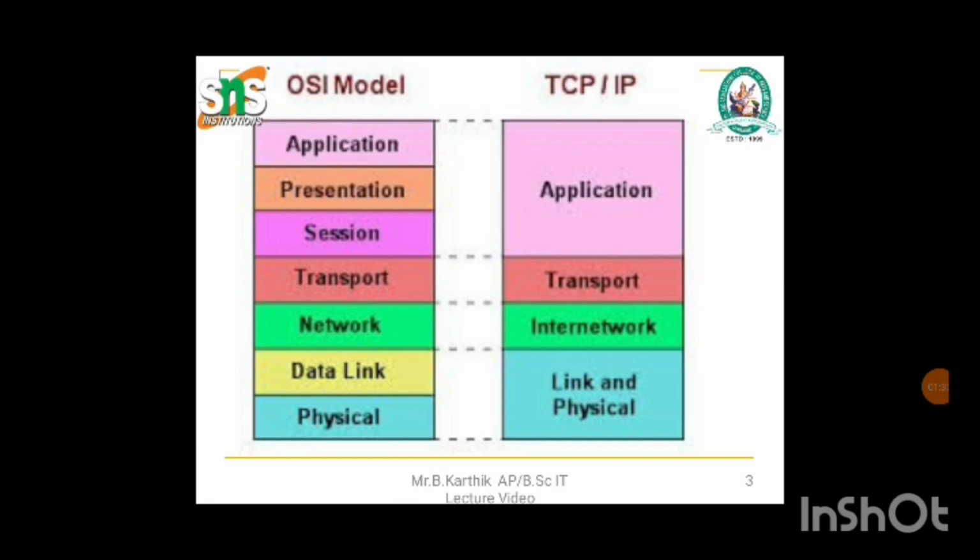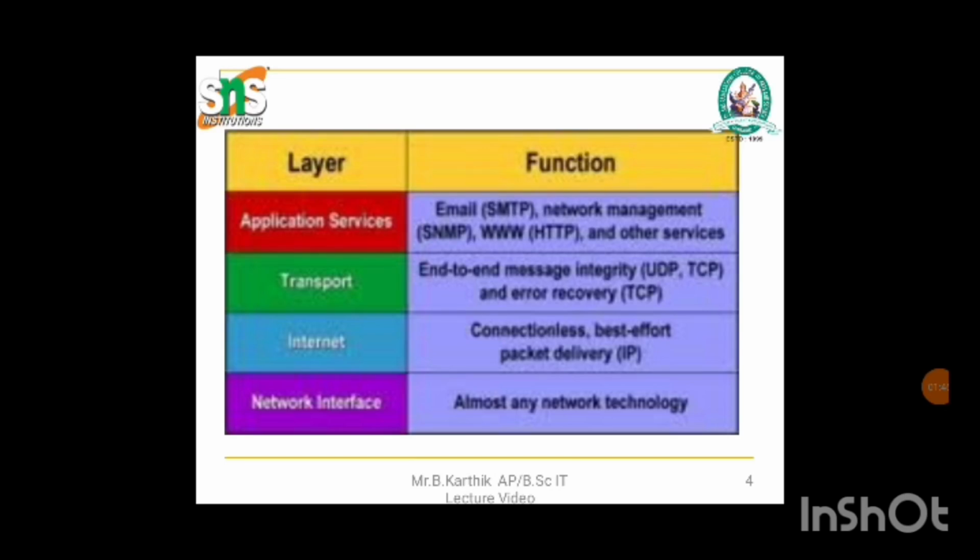TCP/IP is a hierarchical protocol made up of interactive models, and each of them provides specific functionalities. The functions of TCP/IP layers. There are four common layers for application services: transport, internet, and network interface. Application services means interfacing between the application and the end users. So it supports emails, network management, WWW, that is World Wide Web, Hypertext Transfer Protocol, and other services.